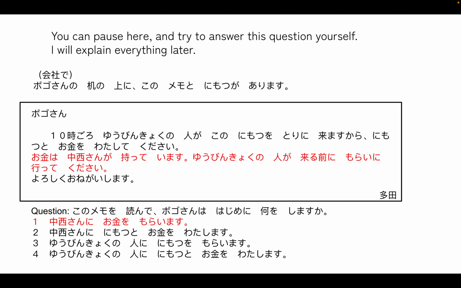Okay, so you can say お金は中西さんが持っています。郵便局の人が来る前にもらいに行ってください is a correct sentence. So the answer is 1.